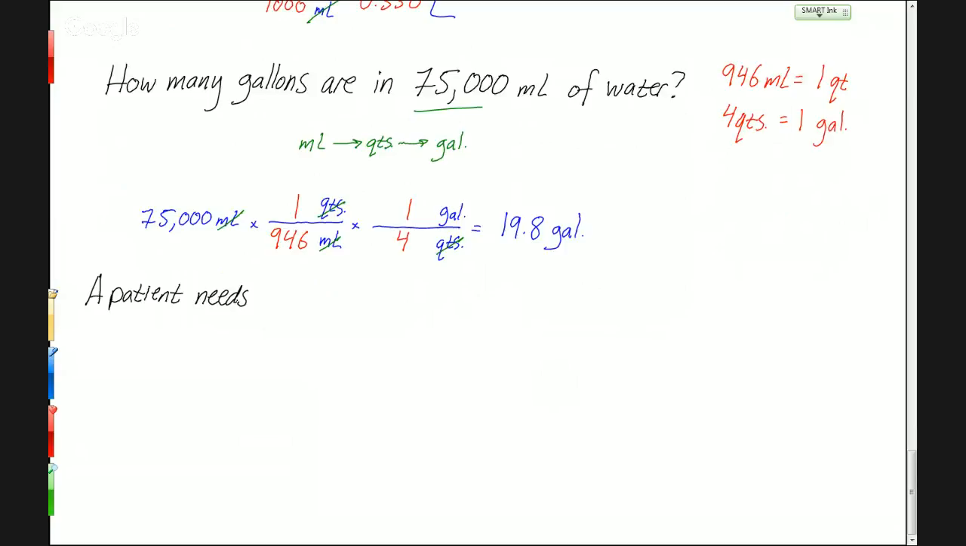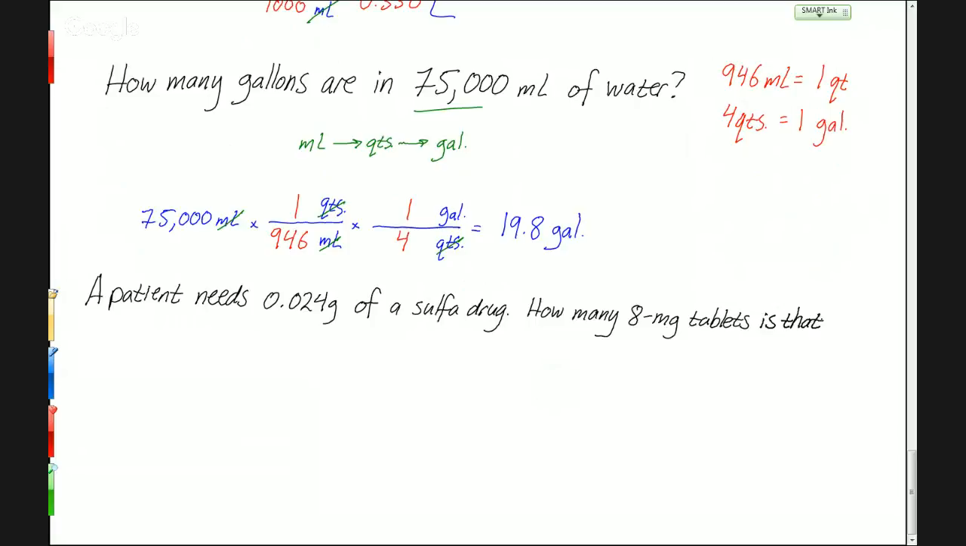A patient needs 0.024 grams of, in this case, a sulfa drug. It's a type of antibiotic. How many 8 milligram tablets is that?